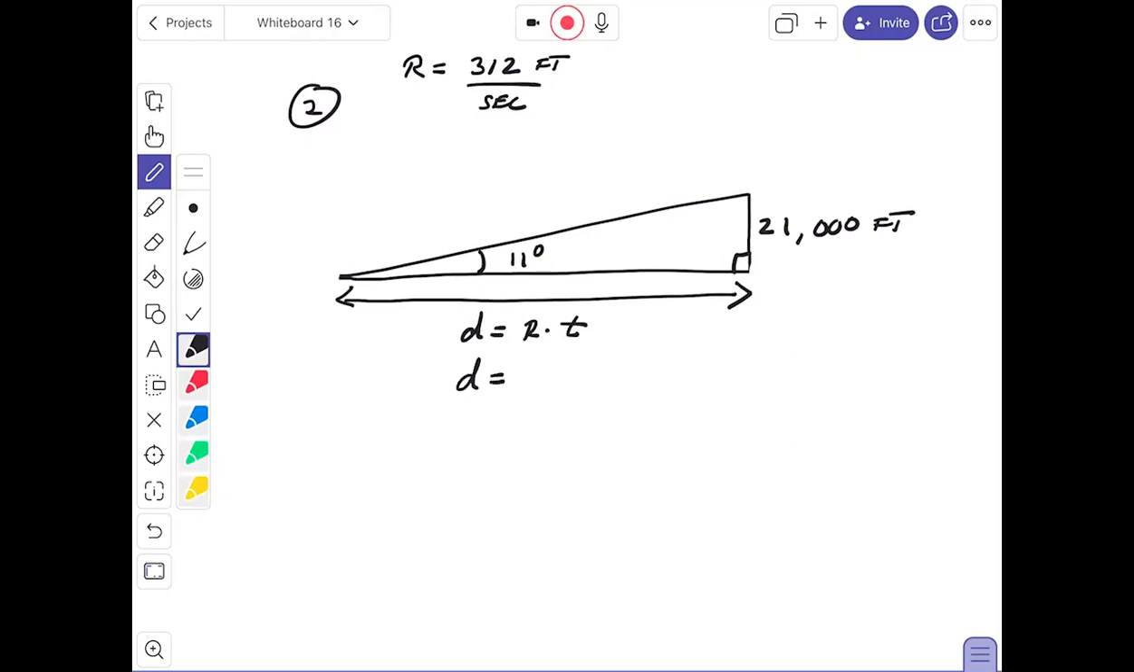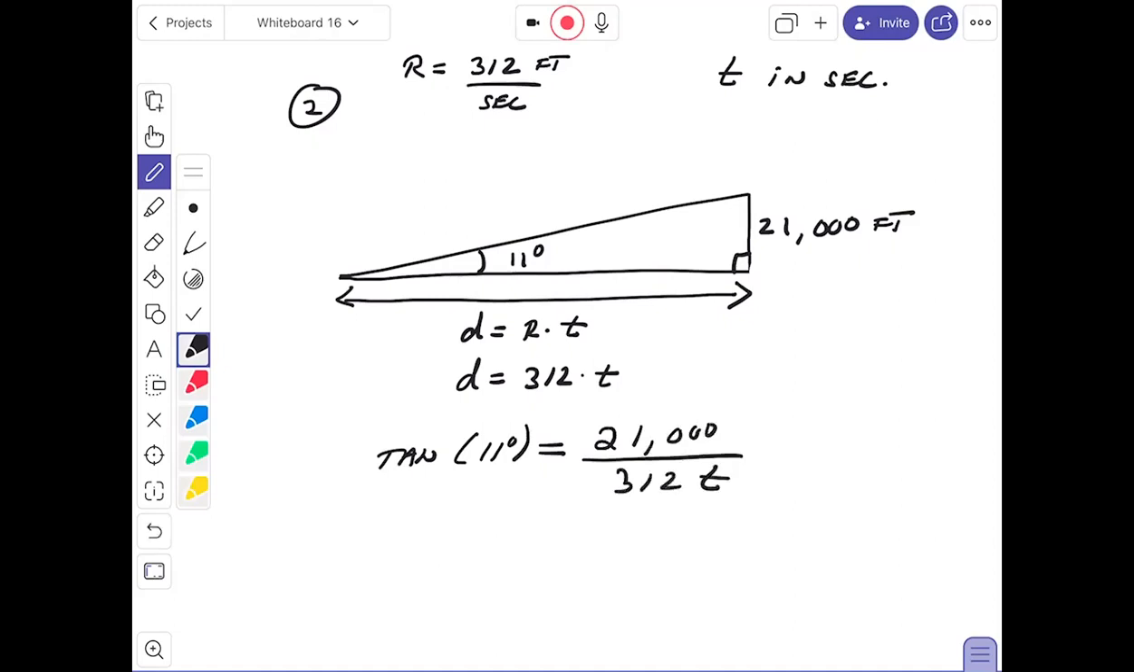So distance, the rate's 312. I know this is in feet per second, times time, with the understanding that t is in seconds. Okay, so that's what that distance is. So what am I going to do over there? Well, use trigonometry to solve. It's a right triangle. So the tangent of 11 degrees is equal to the opposite, which is 21,000, over 312t. I've got to solve this for t. Fairly simple to do. 21,000 over 312 times the tan of 11 degrees.